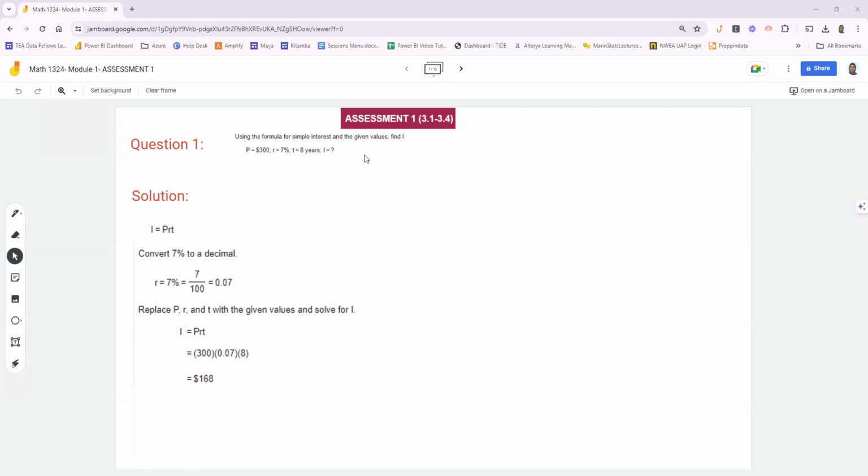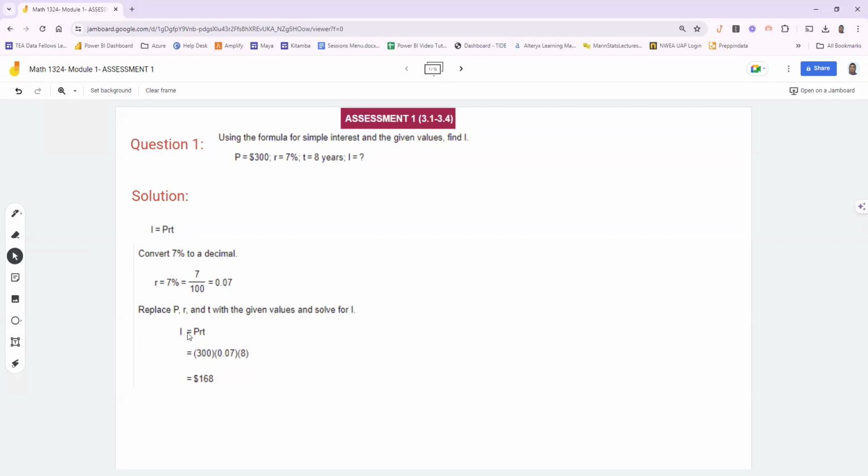So question 1 is saying that using the formula for simple interest and given values, find interest. So this is the easiest question of the test. We have the principal amount, rate, and time, and we want to just find the simple interest. So the simple interest formula is PRT. So first, before we do anything, we need to convert 7% to a decimal.